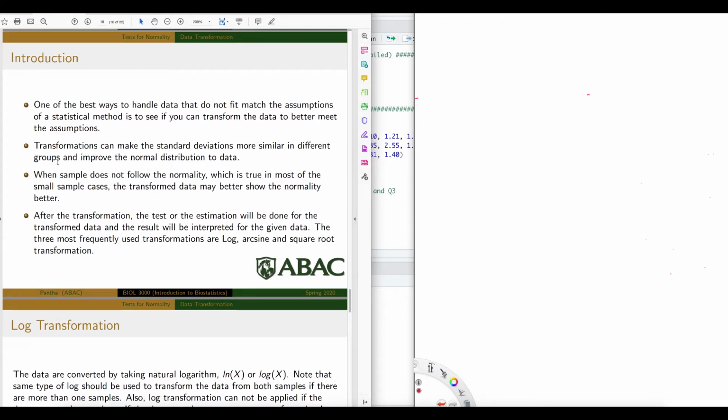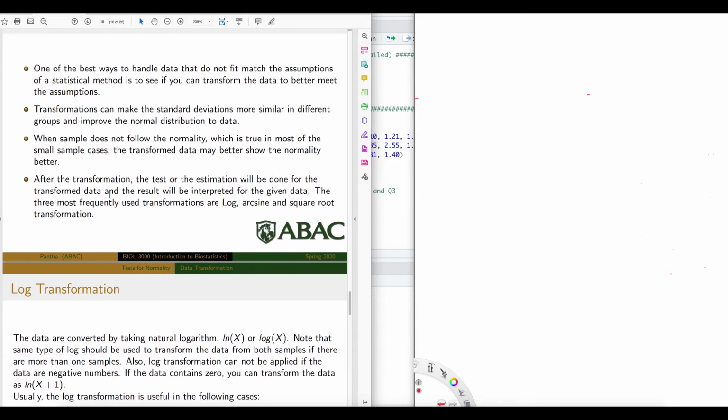okay? The transformation of the data can make the standard deviation more similar in different groups and improve the normal distribution of the data. When a sample does not follow normality, which is true in most small sample cases, the transformed data may better show normality, okay? After the transformation, the test or the estimation will be done on the transformed data. So whenever you transform the data, you will do all the work on the transformed data, complete the test or whatever you want to do, and then interpret the result in terms of the original data, okay?